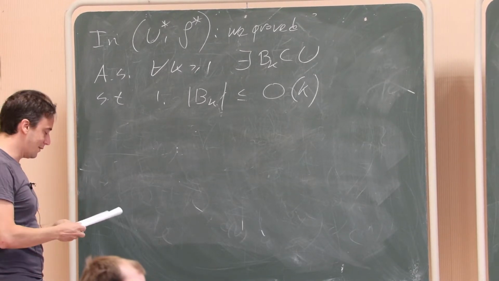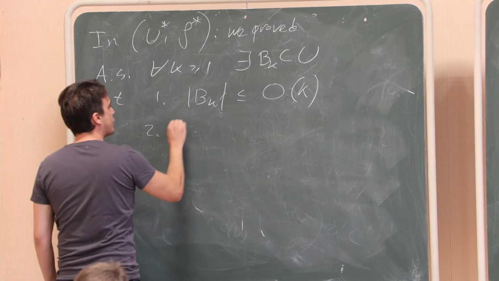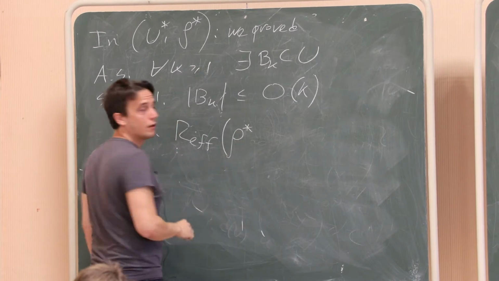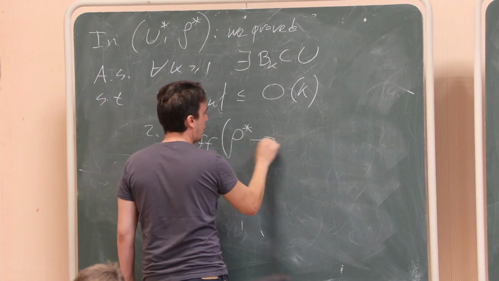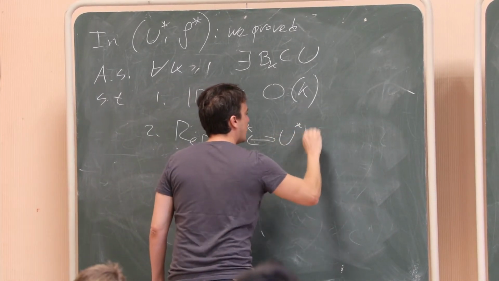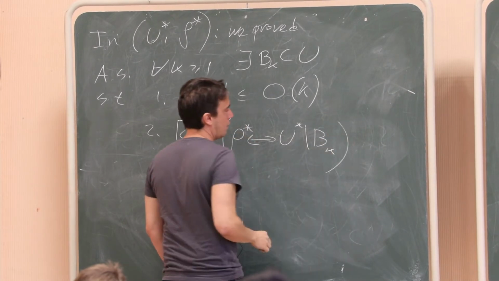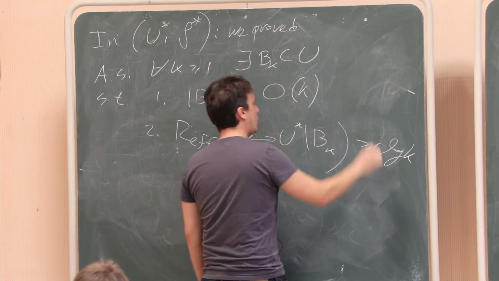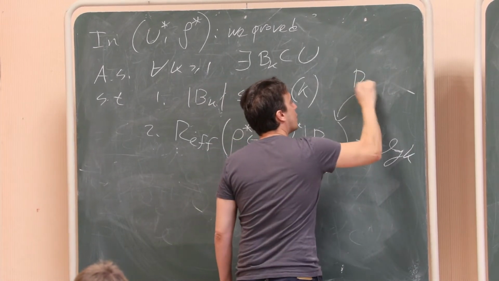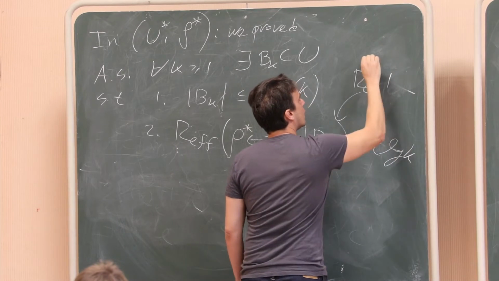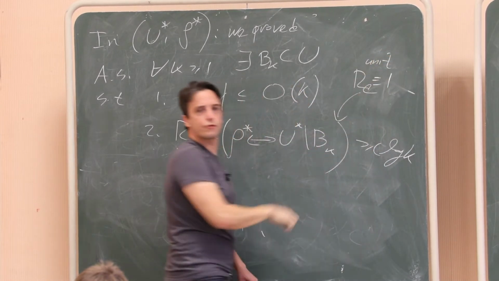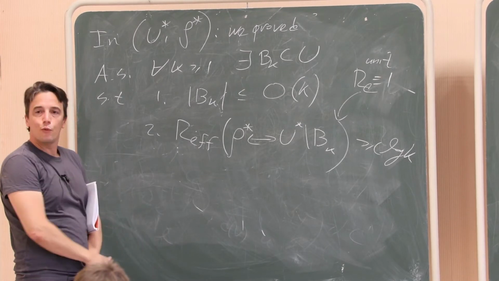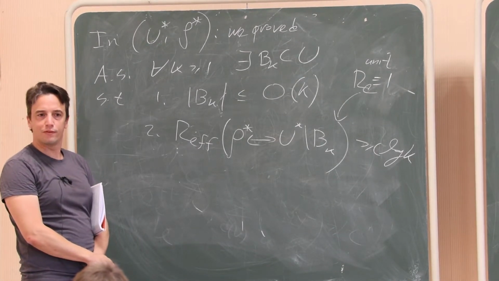Okay, oh, thank you. Right, and that the effective resistance between the root rho star and the outside of the B_k, U star minus B_k, is at least c log k, right? When here these resistances are unit. Let's call them unit. So this is just with respect to the simple random walk, right? And now we can already see a proof, right?